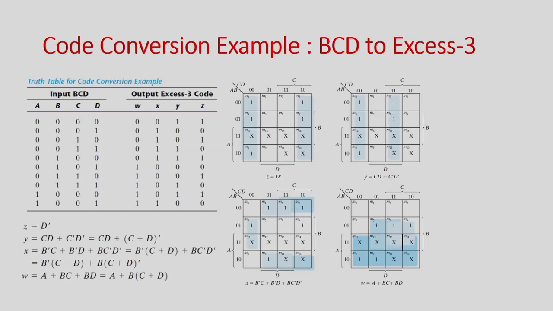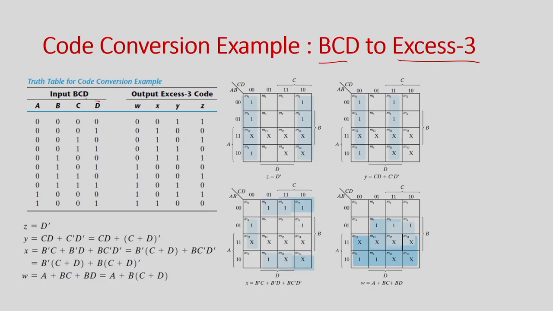The first example that we are going to take is a code conversion example, specifically BCD to XS3 conversion. BCD, as we have discussed in this course, is binary coded decimal, which encodes the decimal numbers 0 to 9 in binary. So we need 4 bits A, B, C, D, and this is nothing but the binary representation of these numbers. The first row is 0, next one is 1, 2, 3, 4, 5, 6, 7, 8 and 9, and this is well understood.